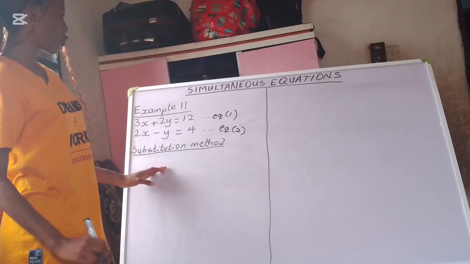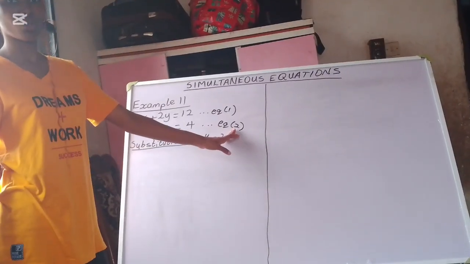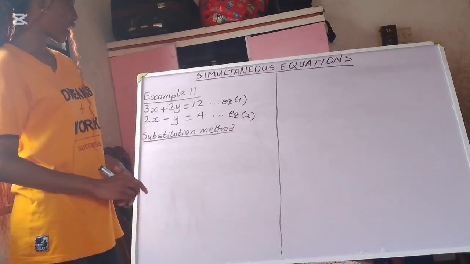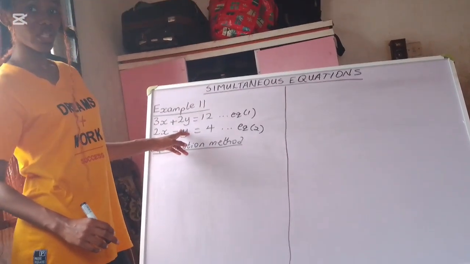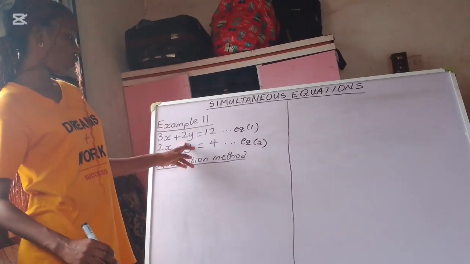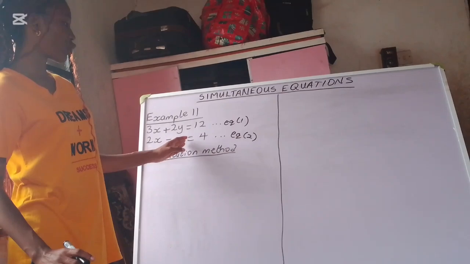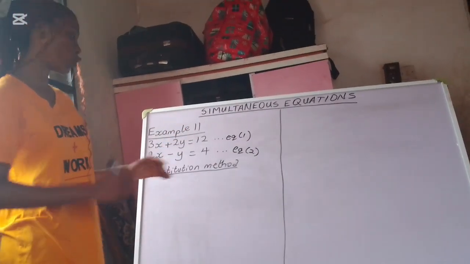So if we are going to solve, I will start with equation 2 here because it will be easier to make y the subject of the formula, because the coefficient of y here is 1. Like there's nothing here, so the coefficient is 1. So it will be easier to make y the subject of the formula here. So we'll start with equation 2.